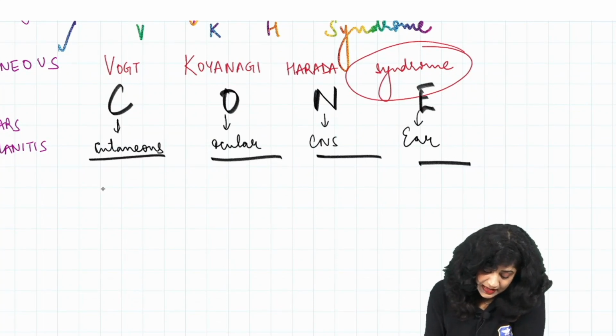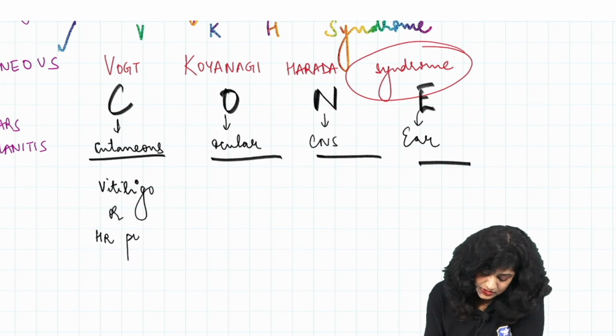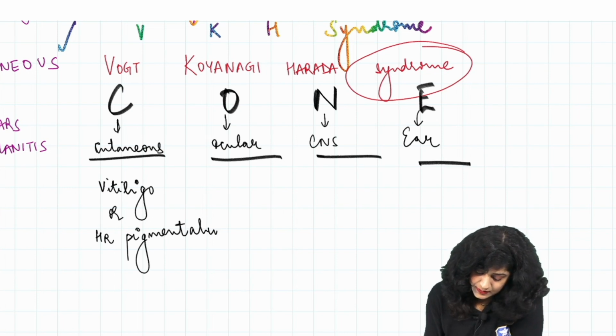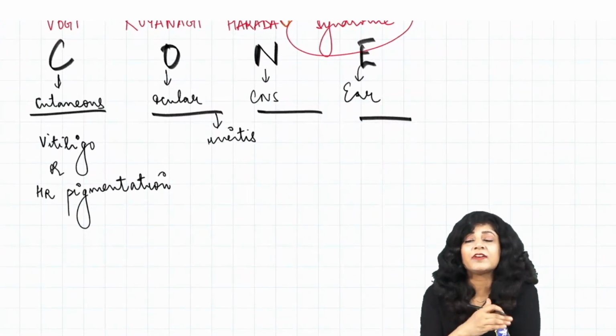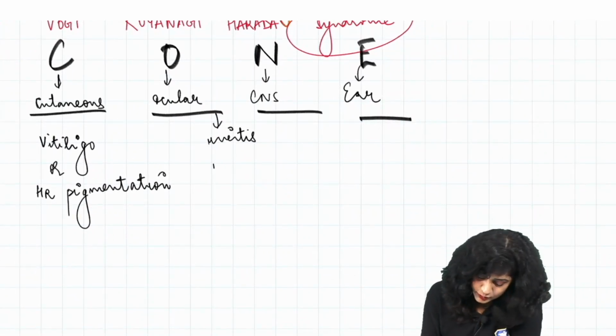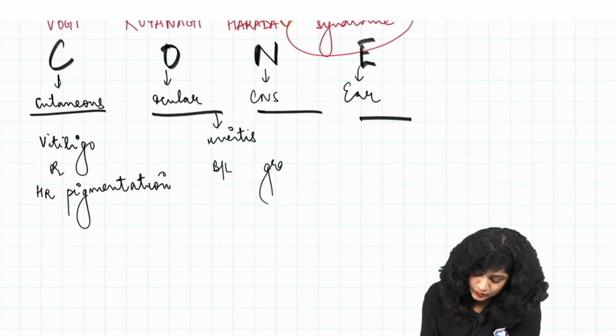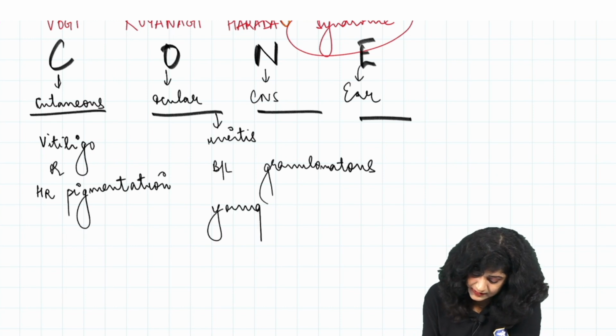In cutaneous I can have vitiligo, I can have the hypopigmentation or it could be hyperpigmentation also. In ocular I can have uveitis. Now what is the kind of uveitis? Here we were having both the eyes involvement. So here also we have bilateral granulomatous uveitis and that too the age group is young adults. It is the young age group that is most commonly involved.